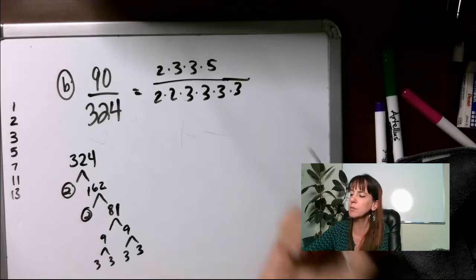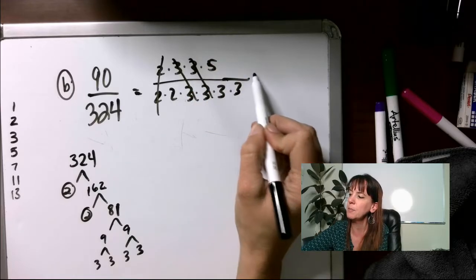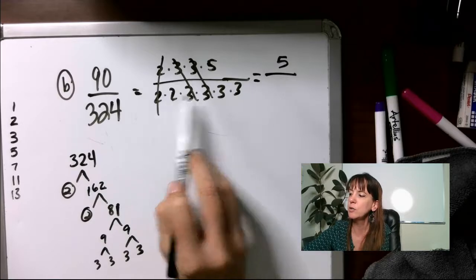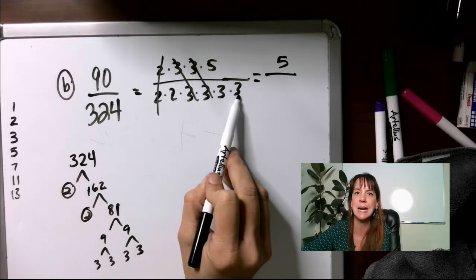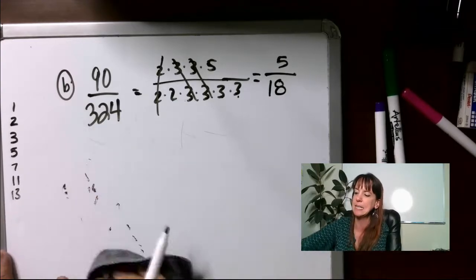Okay. All right, so we come back up here, lob that off, lob that off, lob that off. Good. Upstairs we have just 5 remaining, so 5. Downstairs we have 3 times 3, which is 9, times 2, which is 18. So for B, your answer should be 5/18.